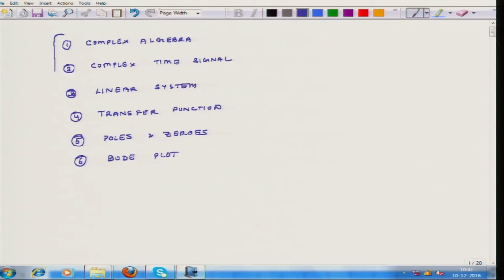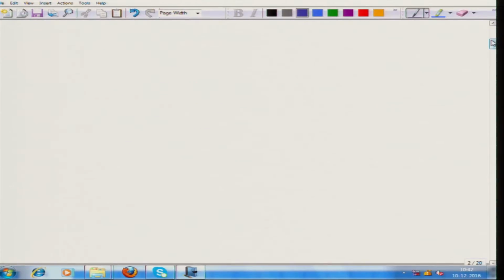So, hopefully we should be able to cover all these 6 concepts over this week, and then we will actually start discussing about acoustics in the next class, in the next week. So, we will start our discussions with complex algebra.